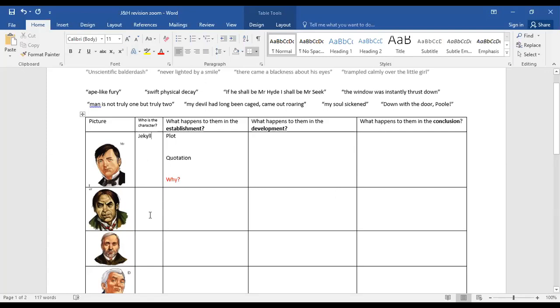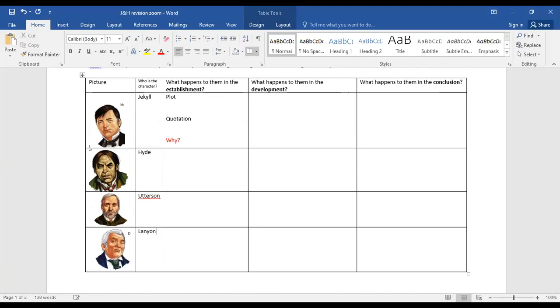The 4 key characters we're going to look at include Utterson and Lanyon. Now, you're very lucky because the year before, one of the questions, the character question, was actually on the minor characters. It was on Danvers, Carew, and Poole. If you get a character question, it's likely to be one of these 4.